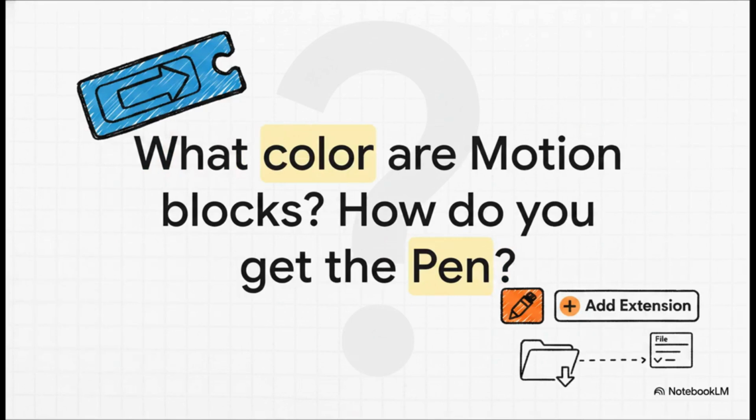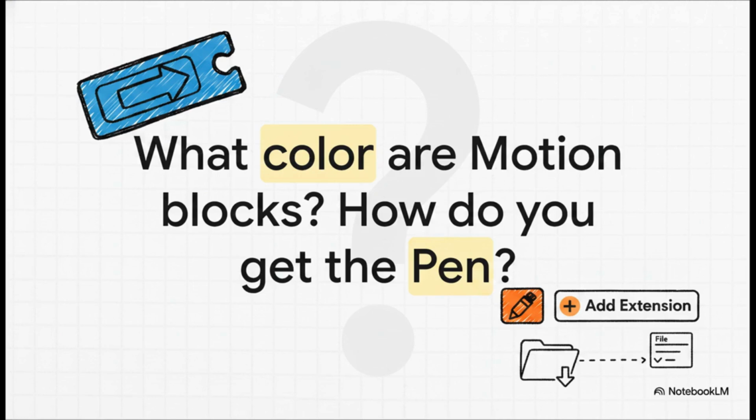Keeping that momentum going, question 3. What color are the motion blocks? Remember our superpower cheat sheet? Motion is always D, blue. Question 4. To get the pen block, what is the first button you need to click? As we just covered, it's a hidden tool, so you absolutely must click B, Add Extension.